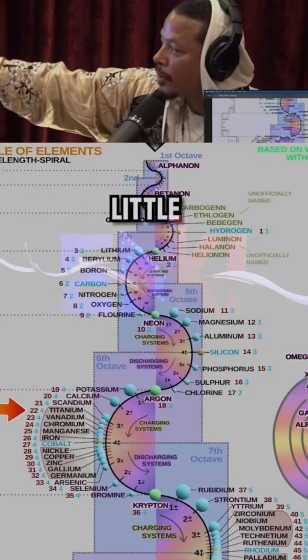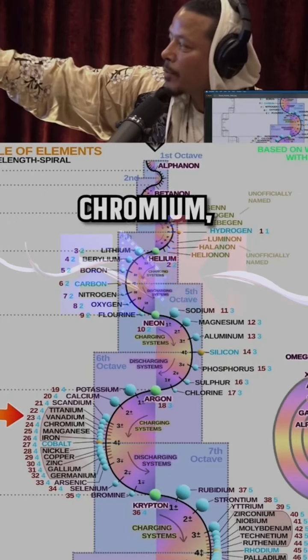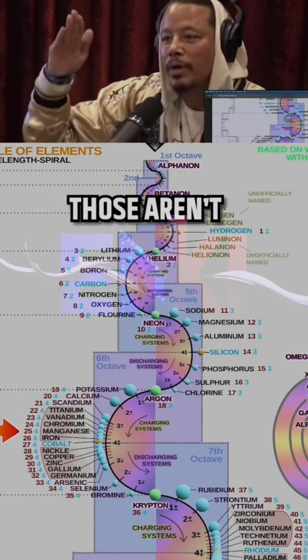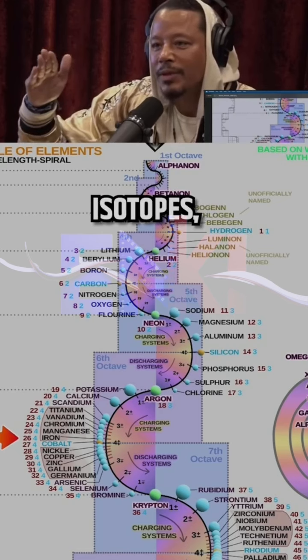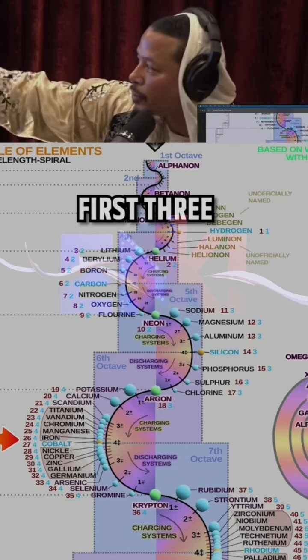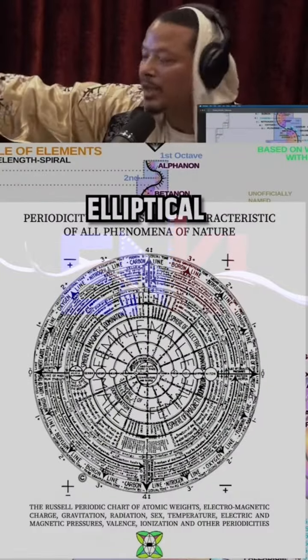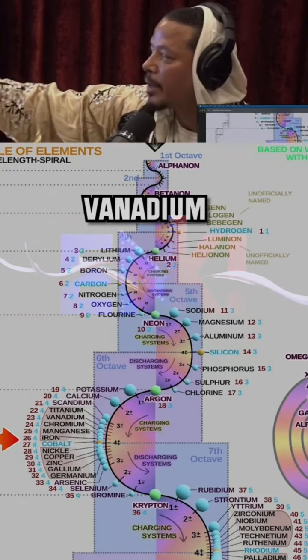And those other little elements, titanium, vanadium, chromium, manganese, and iron, all of those aren't true elements. Those are isotopes. Those first 3 are the full tones. They make full spheres. But now it becomes elliptical with titanium, vanadium, and chromium.